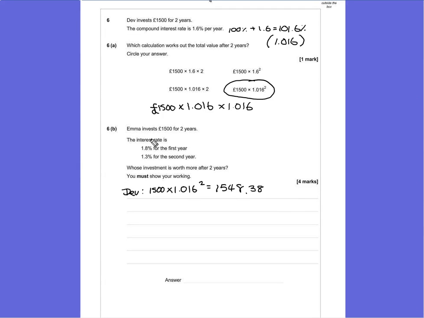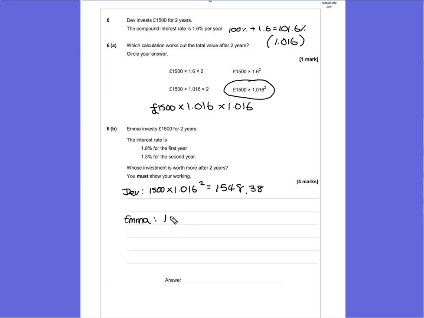Now for Emma, she has 2 different interest rates. So it's not going to be compound because the interest rate changes each year, but it will be a calculation from her first year's value. I'll leave a little gap and see if we can work out what Emma will earn for her investment.